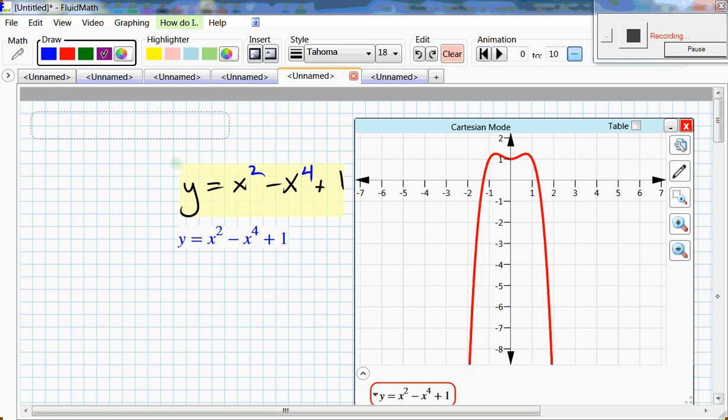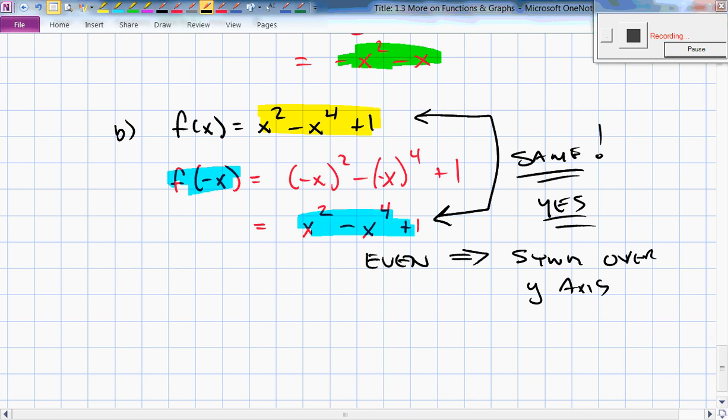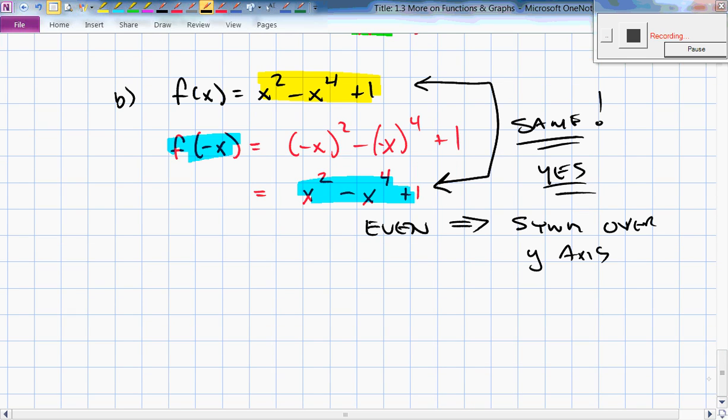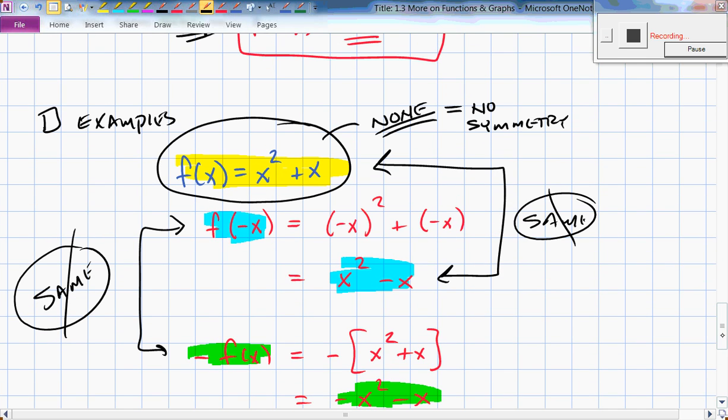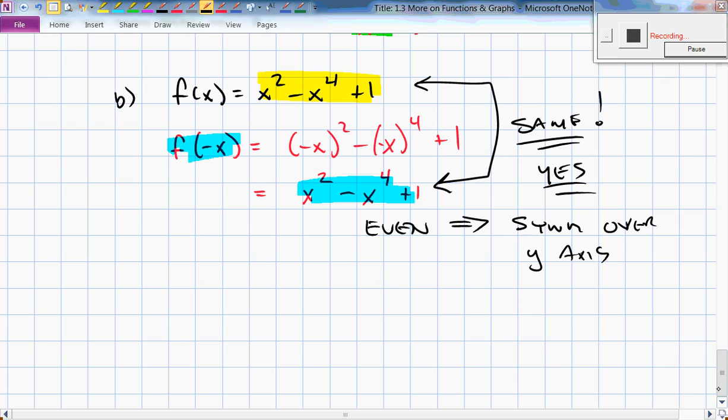There we go. x squared minus x to the 4th plus 1. So take a look. There's the graph. This is what's known as an even function, and we can tell from the graph that it is symmetric over the y-axis, right? It looks the same on both sides of that y-axis. Does that make sense to you? Feeling good? Okay. Some functions like that very first one that we did are neither even nor odd, and have no symmetry. That's how some functions are.